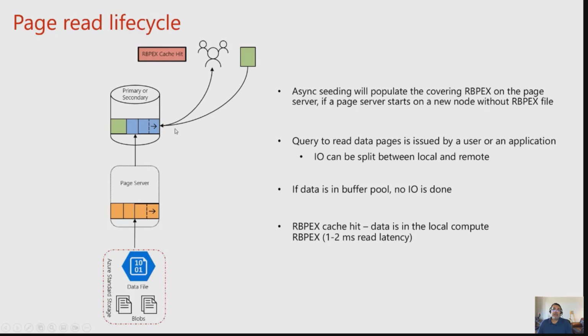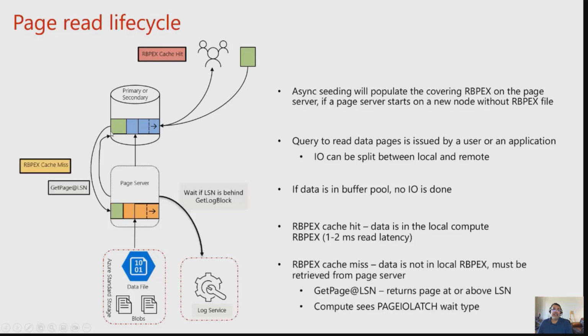If the page isn't there, then it has to do a get page from a set of page servers. Again, when it does a get page, if the page is caught up to the LSN that it requires, it just returns the page. If not, then it requests the remainder of the log to apply to catch up that page, and then returns that page.